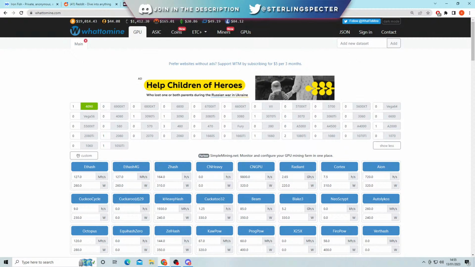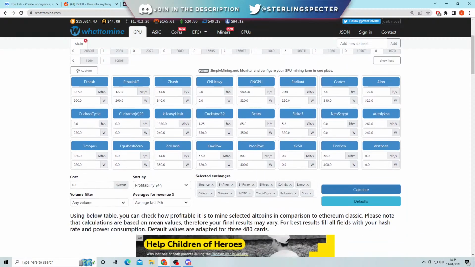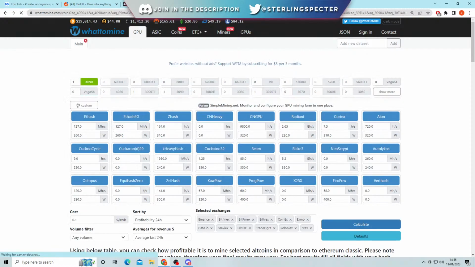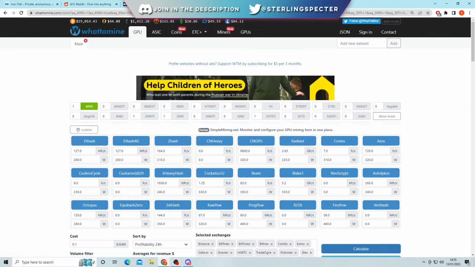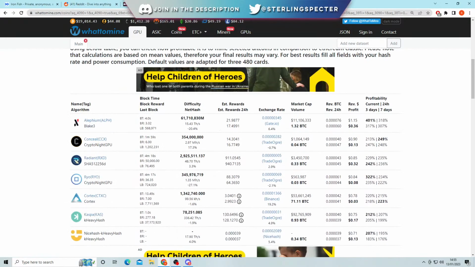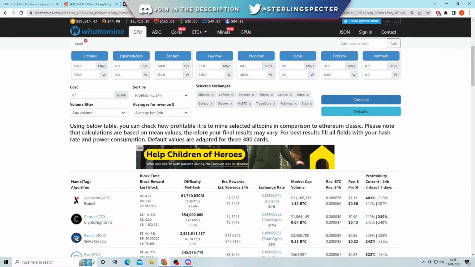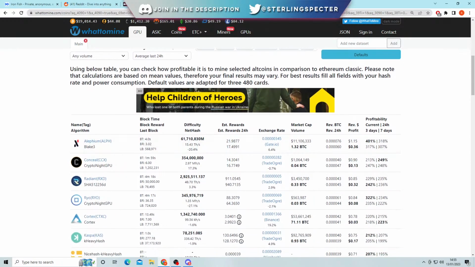Okay, so got the 4090 here. If you just go on basic calculators and stuff like that, we can see, I don't know where it is. Let's scroll down. Okay, that's at 1 cent per kilowatt hour. So it's still profitable on Alephium, or whatever it's called, it's profitable on there.